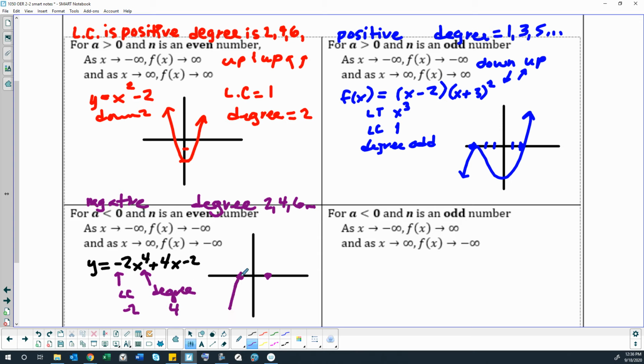And so the ends of the graph are both going down. Something like this. And then last but not least, for a leading coefficient less than 0, so that's negative, and n is an odd number, so our degree is 3, 1, 5, etc. As x goes negative, y goes positive. And as x goes positive, y goes negative. It's in reverse. It's the opposite.